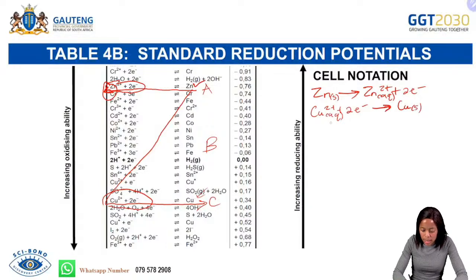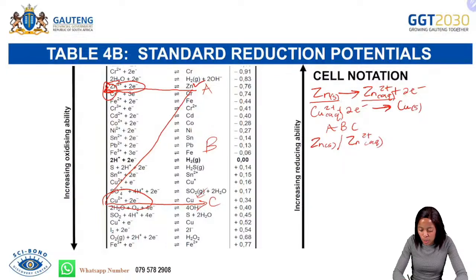So again, we said the cell notation is as easy as ABC. It means that we are going to write it from the left to the right. So we start with the anode. What do we have on the left? We have Zn solid. Then we have a single line, which represents a phase separator. Then on the right we have Zn2+ aqueous.